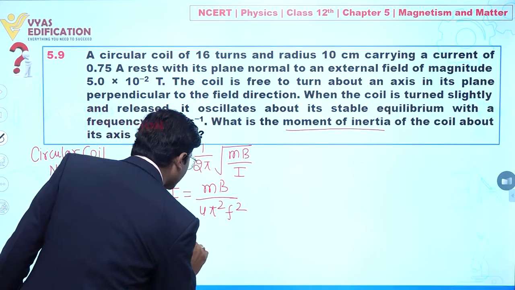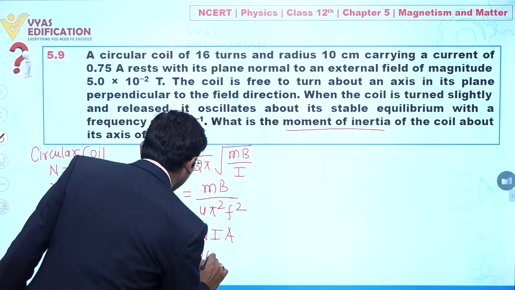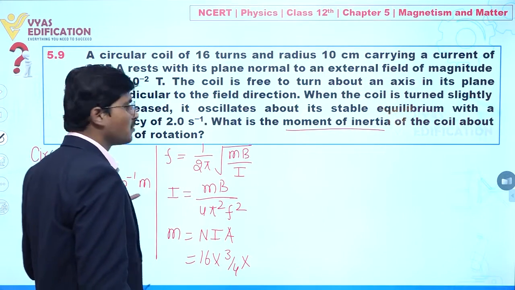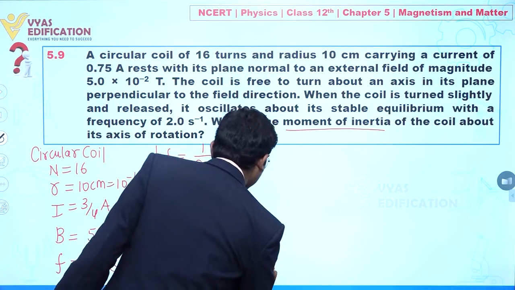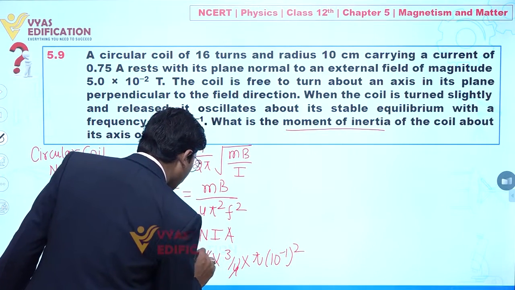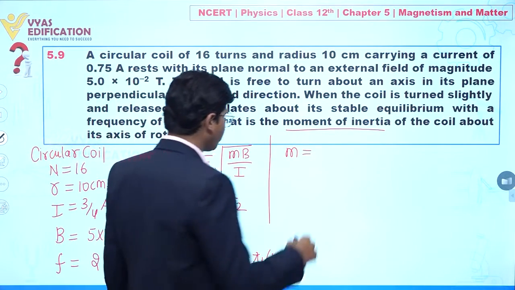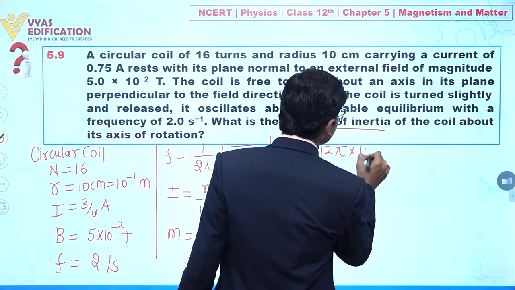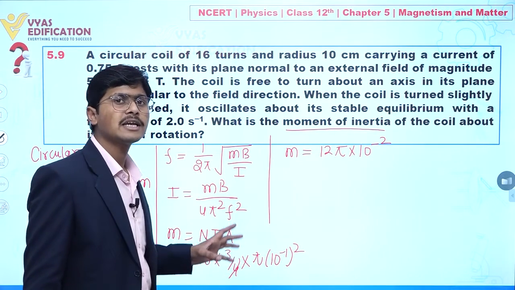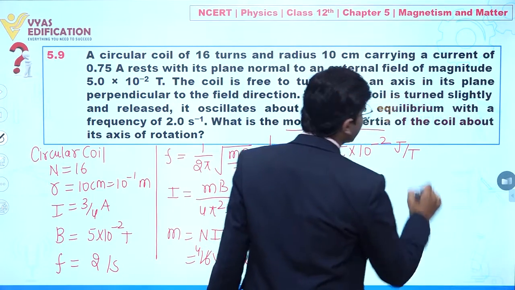So we can write like this: m, the magnetic moment, is given by NIA. Clear? The number of turns is 16, the current flowing here is 3 by 4, multiplied with the area. Because this is a circular coil, we can write pi r square, pi into 10 to the power minus 1 whole square. Clear? So the magnetic moment is given by 4 multiply 3, this is 12 pi into 10 to the power minus 2. Clear? This is the value of the magnetic dipole moment, 12 multiply pi multiply 10 to the power minus 2, and this is joule per Tesla.